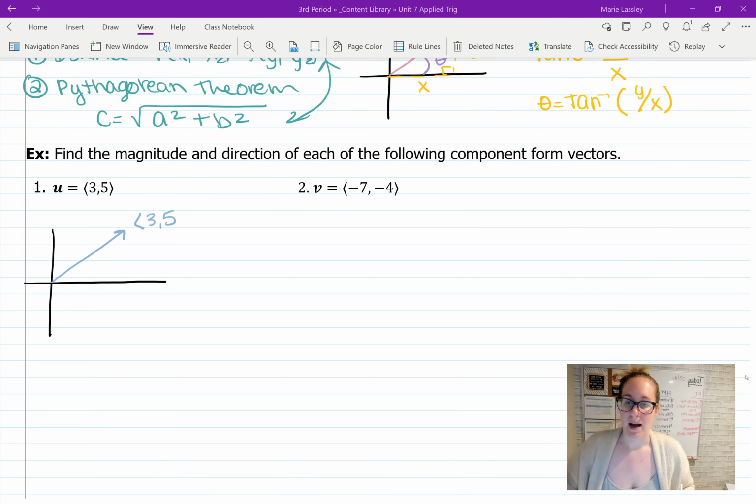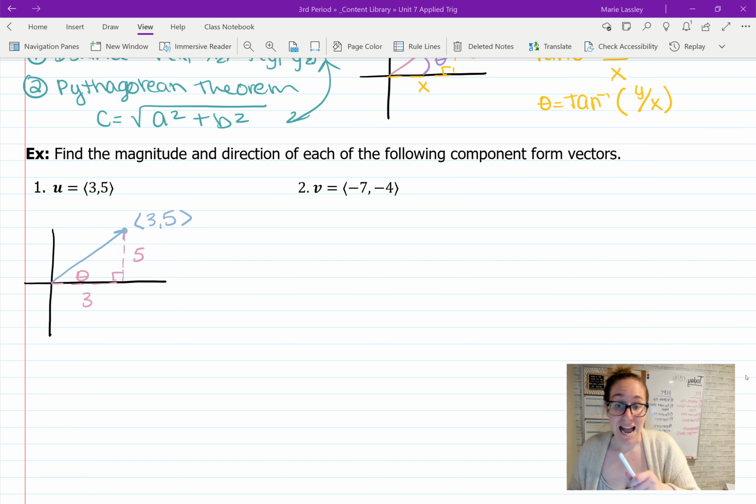All right, I put my initial point at (0, 0) because this vector is in component form, because I have my angle brackets. So I know that my starting point is (0, 0). My ending point is (3, 5). I'm going to make myself a little triangle. I know this side is 3, I know this side is 5. Excellent.